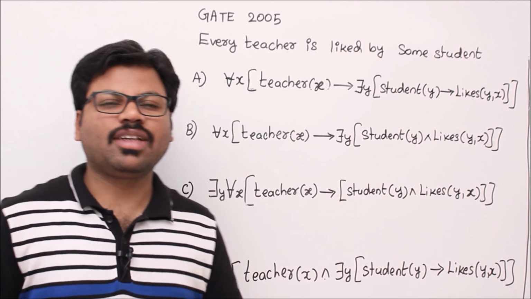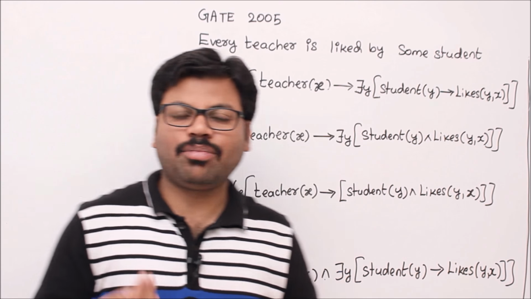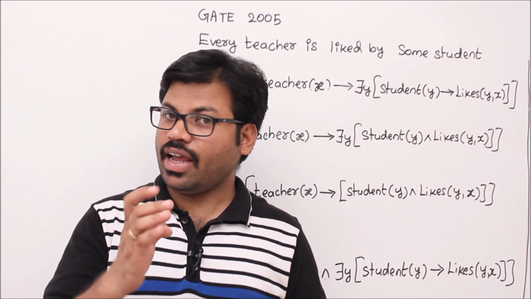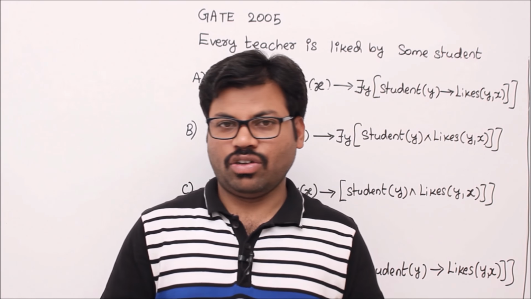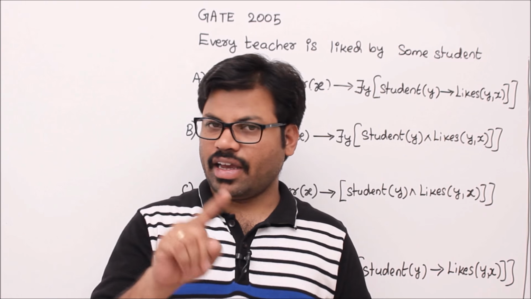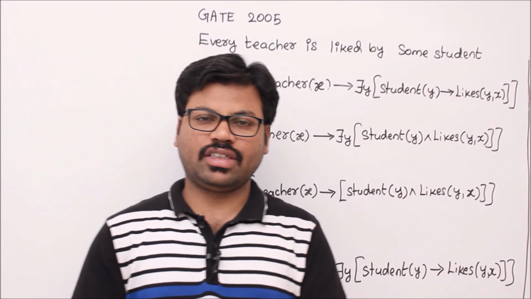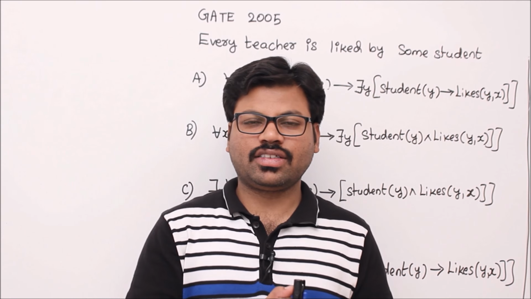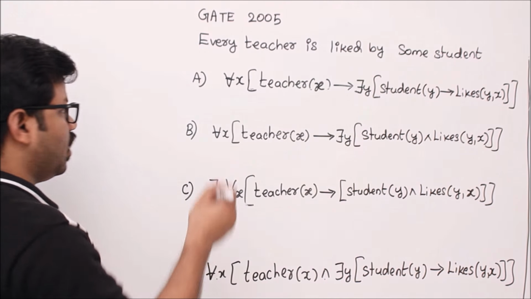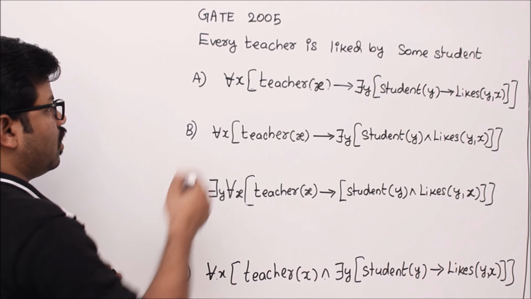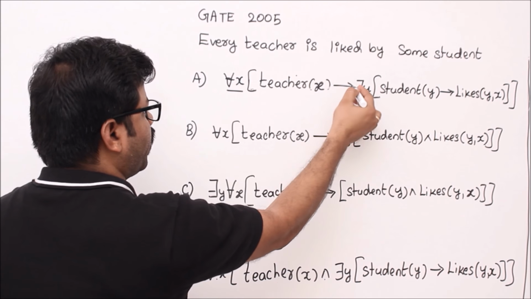Let's see this problem. Every teacher is liked by some student. So how to answer this one? If every lion has a property called drinking coffee, how have you written it? You have written it like this: for all x, lion of x implies coffee of x. In the place of lion, now you have teacher. Then how do you write it? For all x, teacher of x implies something of x. So your correct answer should have for all x followed by teacher of x implies.